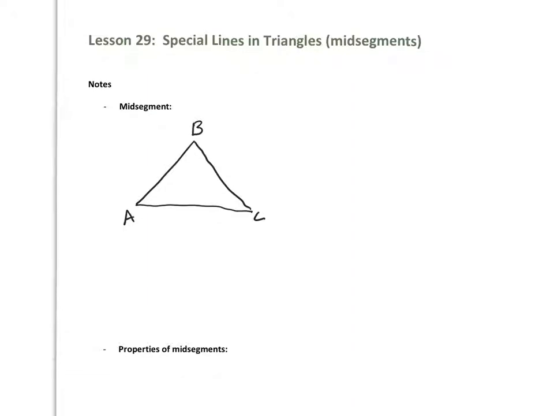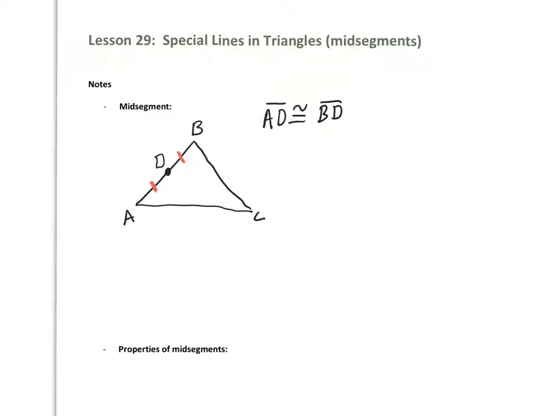So let's bisect sides AB and BC. We'll start with side AB. The midpoint of AB is going to be right about here. So that's a point that bisects that line segment, and we end up with this part and this part being congruent. Let's label that point D. So we're going to have AD congruent to BD.